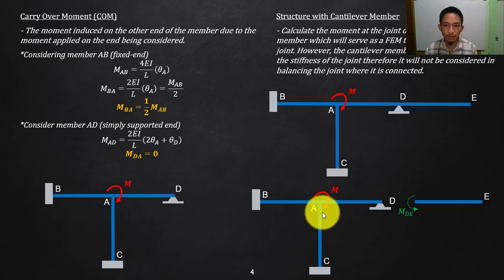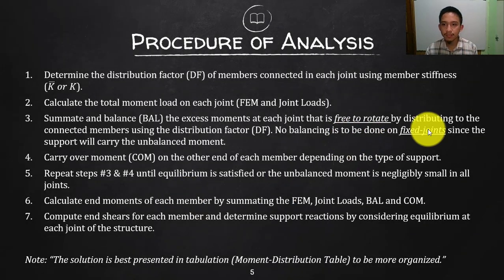How to balance that one? Distribute that one on the connected members. If you have excess on the joints where that is supported fixed, then you do not need to balance. Why? Since that will be carried by the fixed support. Okay, so that's it. So we will be distributing whatever excess using your distribution factor. We will distribute the excess or the existing moment on the joints that are free to rotate.